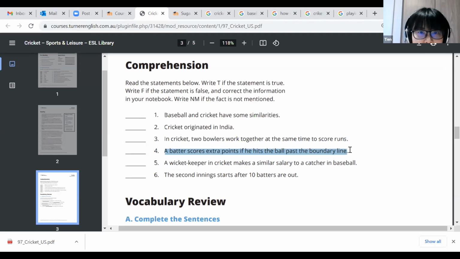A batter scores extra points if he hits the ball past the boundary line. Boundary line. Sorry. True. Okay, so four is true. Yes. Four, true. Okay.